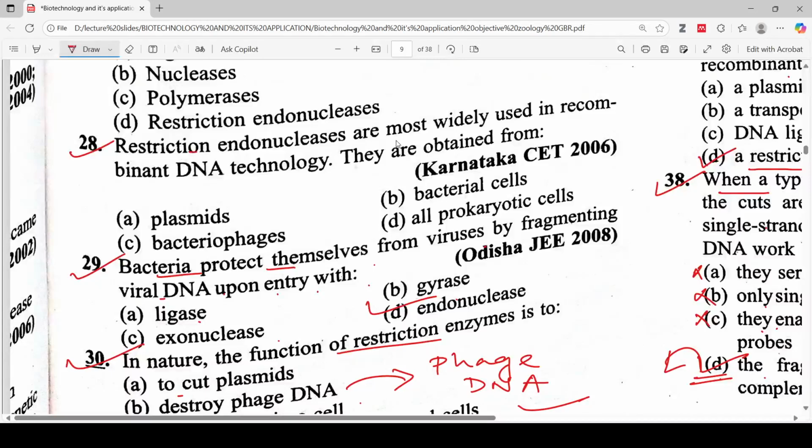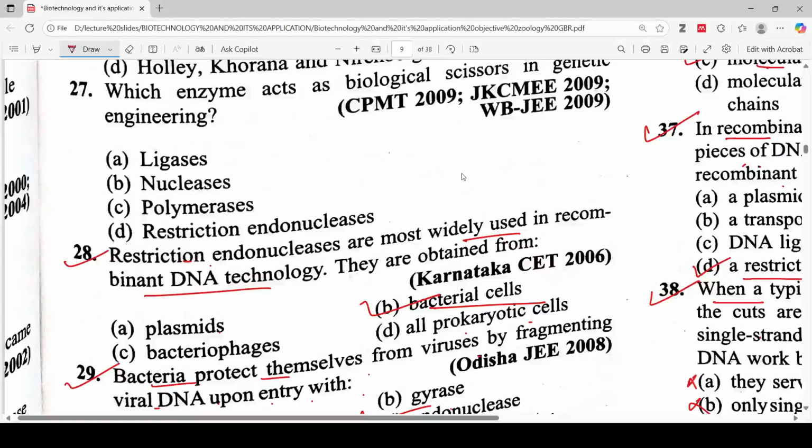Restriction endonucleases are most widely used in recombinant DNA technology. They are obtained from plasmid, bacteriophage, bacterial cells, or all prokaryotic cells. So the correct answer here is option B, bacterial cells. Next question. Let's move to the next question here.